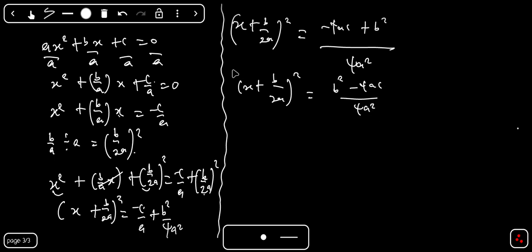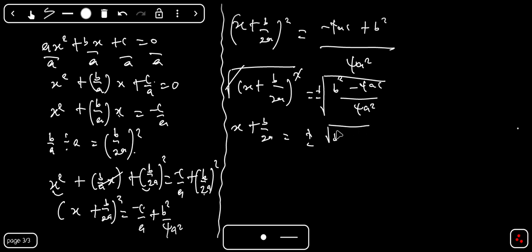Then you take the square root of both sides. So taking the square root of both sides, you have your plus or minus. So square will cancel the square root here. Then you have x plus b over 2a equals plus or minus square root of b raised to the power of 2 minus 4ac, then over 2a, because square root of 4 is 2 and square root of a square is a. Then you subtract b over 2a from both sides. You are going to have x is equal to minus b over 2a plus or minus square root of b raised to the power of 2 minus 4ac, then everything over 2a.